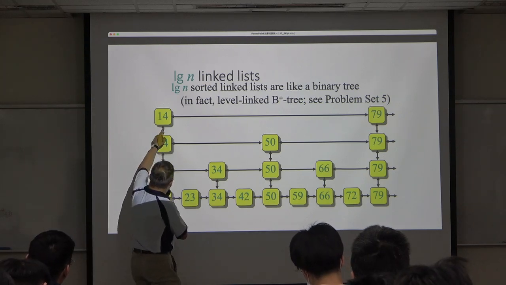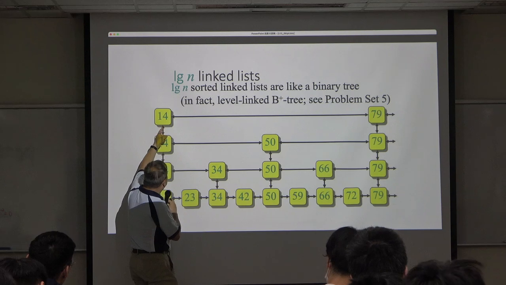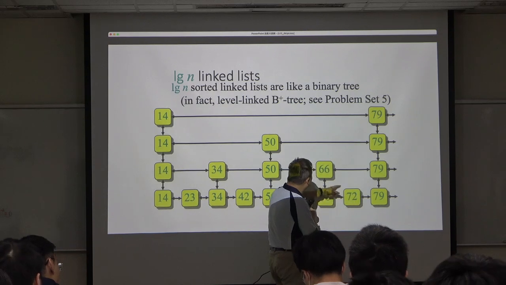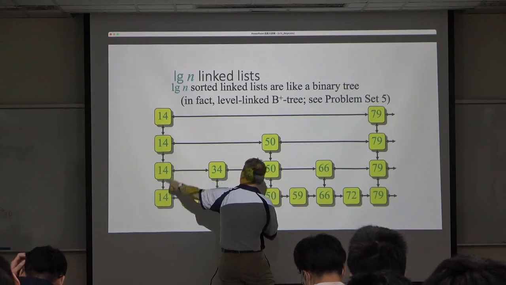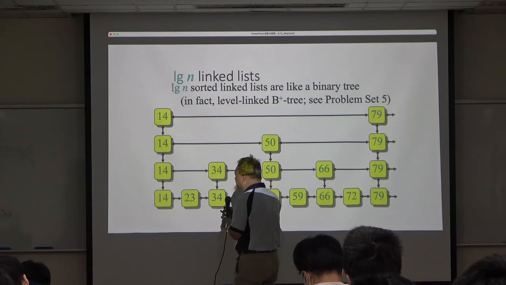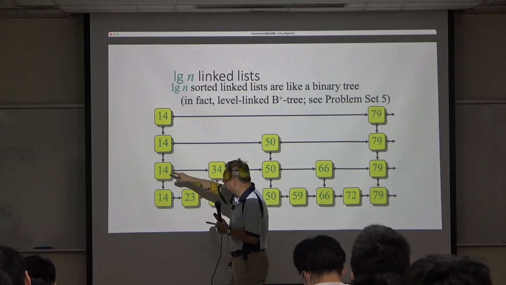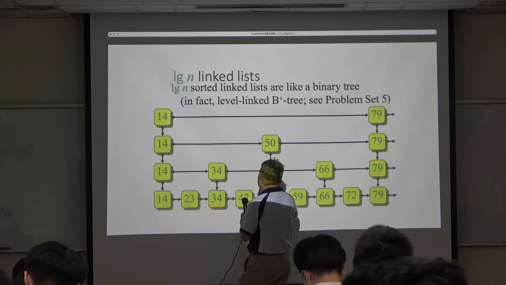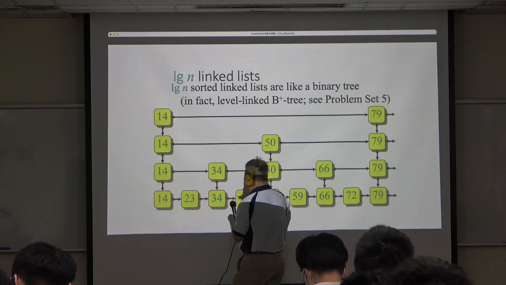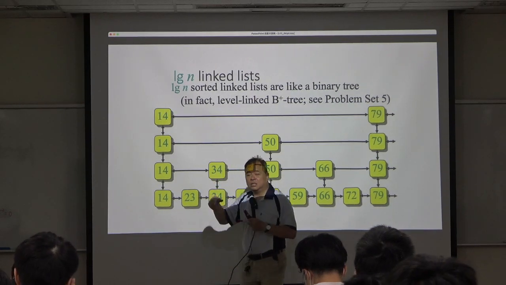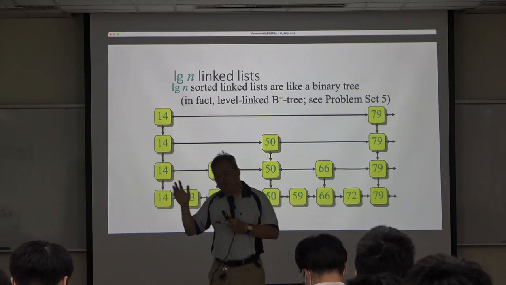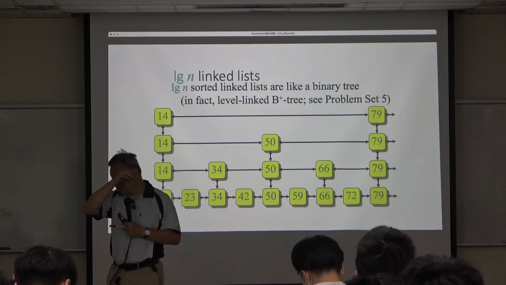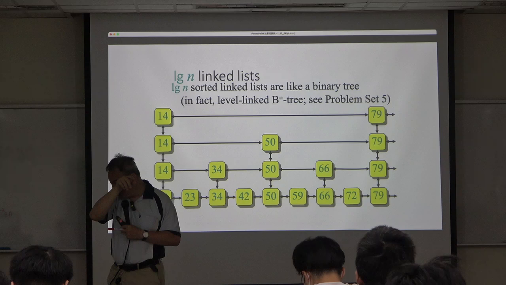The 14 is the root of this subtree to here. And then, for example, I probably should start from here. 14 here is the root of this one, and this one is a root of this subtree, and so on. If you look at this, the skip list is a little bit skewed, and you will feel like it is a binary search tree.